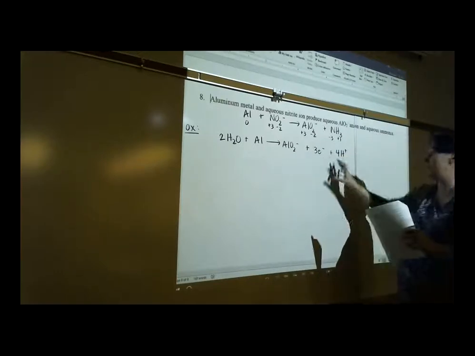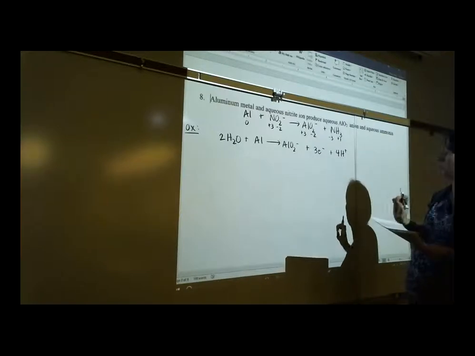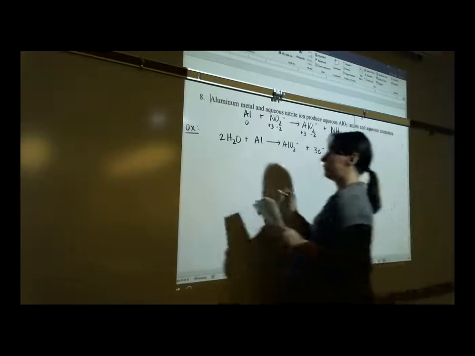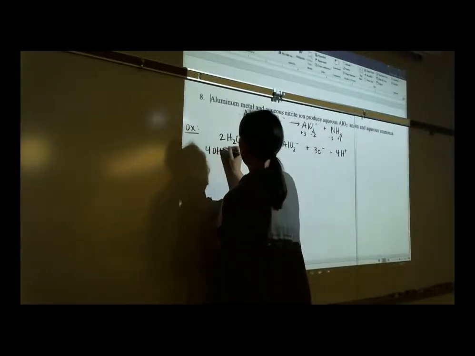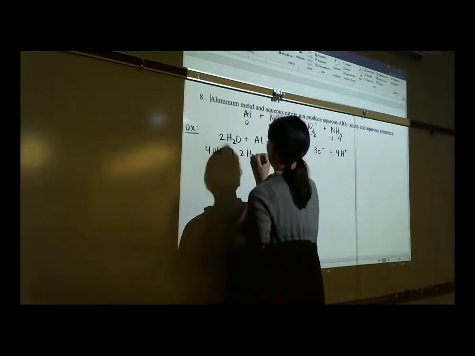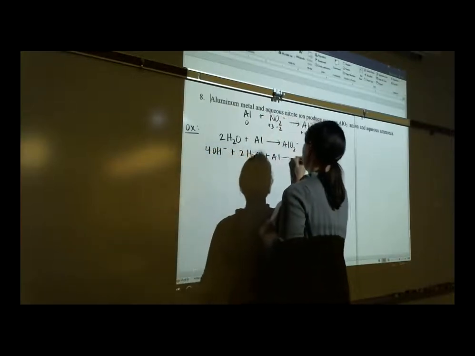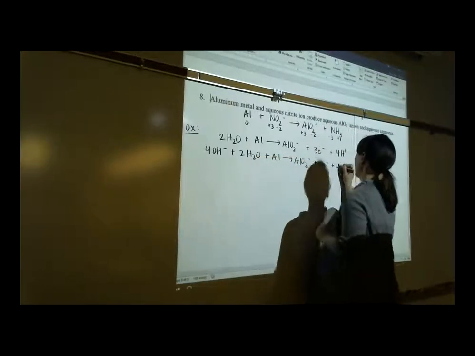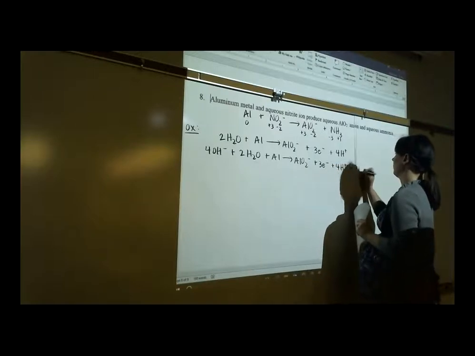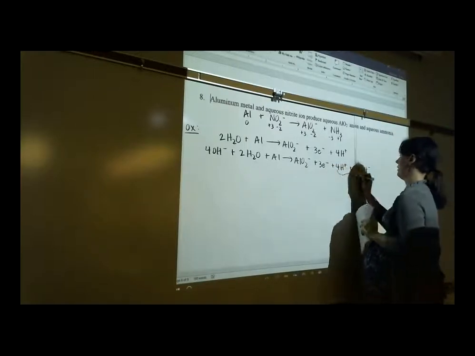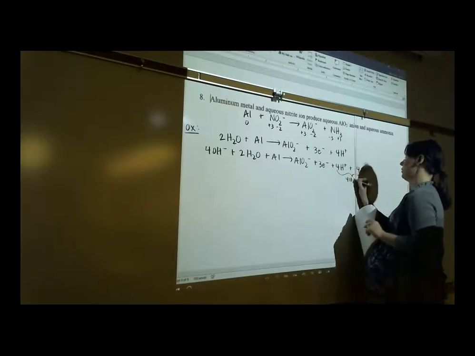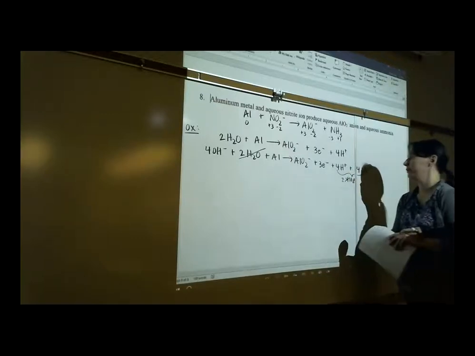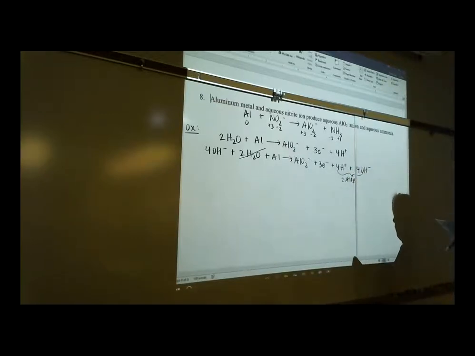But this is not occurring in acid solution, it's occurring in base. So I need to turn it into base solution by taking the equivalent amount of the H plus and adding that hydroxide to both sides. So that will be 4 OH minus going on each side. And then this and this come together to make 4 waters. But I've already got 2 waters over here, so I can subtract that out. And there's my balanced oxidation half reaction.